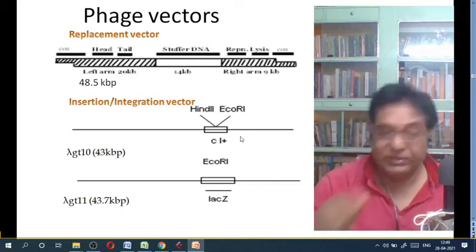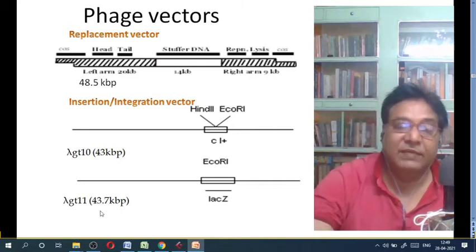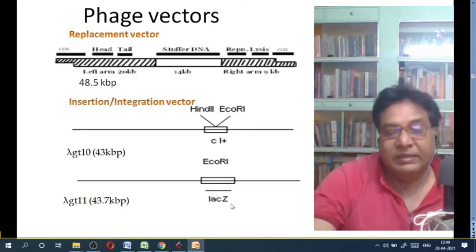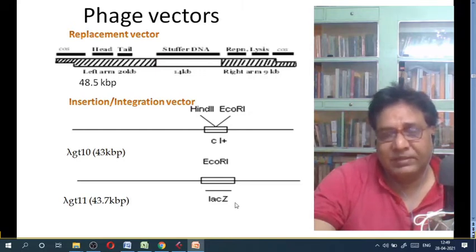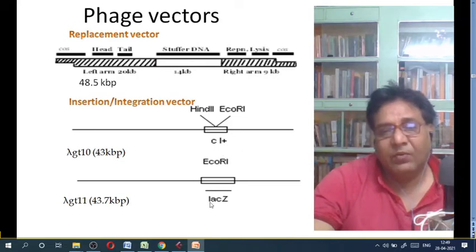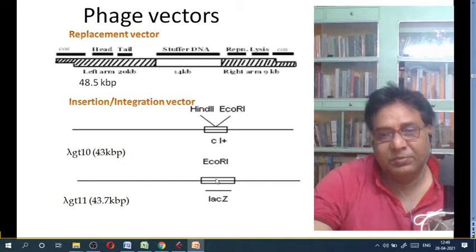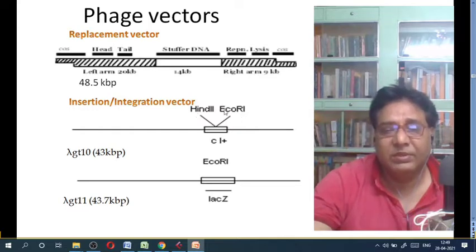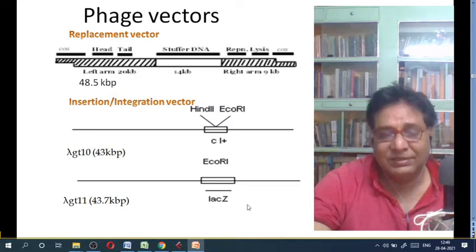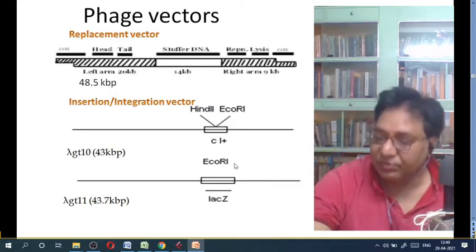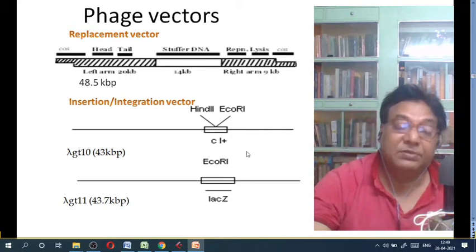And here there are two examples, lambda gt10, lambda gt11. Both are of different concepts as far as the screening of the recombinant is concerned. This contains the cI plus gene, whereas this contains the lacZ gene. And these genes, there should be an arrow over here, are interrupted with these multiple cloning sites. So when you clone your gene of interest within them, you disrupt either the cI gene or the lacZ gene. Both of these genes are required for the purpose of recombinant selection.